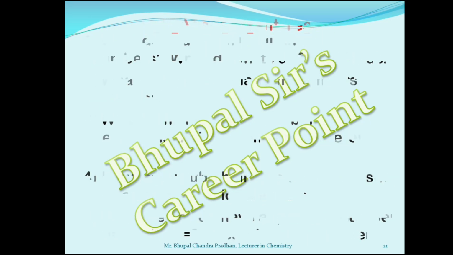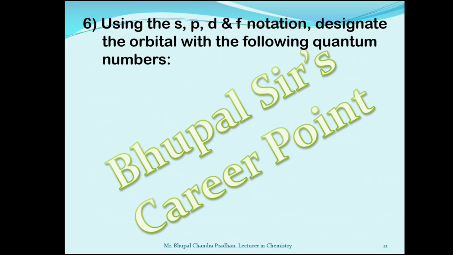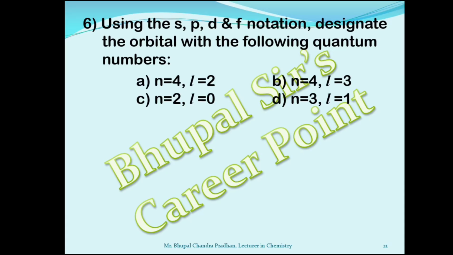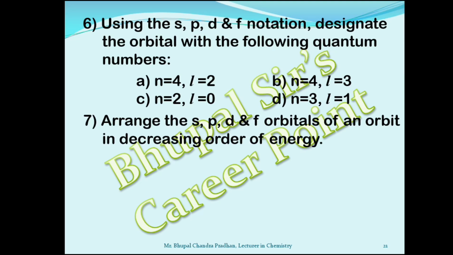Describe your answer. Using s, p, d and f notation, designate the orbitals with the following quantum numbers. n is equal to 4, L is equal to 2; n is equal to 4, L is equal to 3; n is equal to 2 and L is equal to 0; n is equal to 3 and L is equal to 1. Arrange the s, p, d, f orbitals of an orbit in decreasing order of energy.